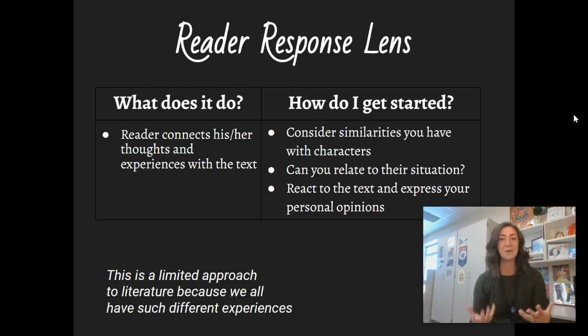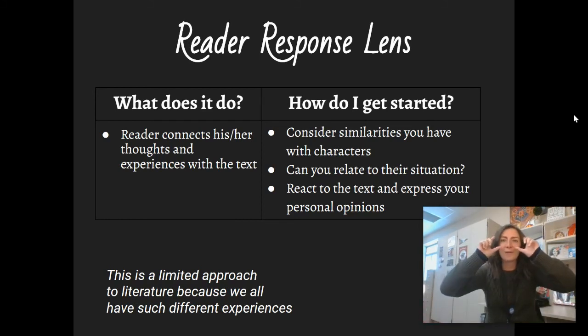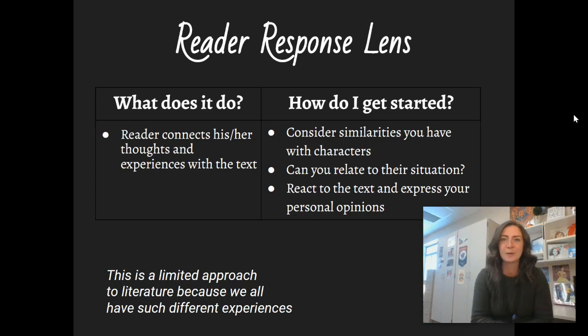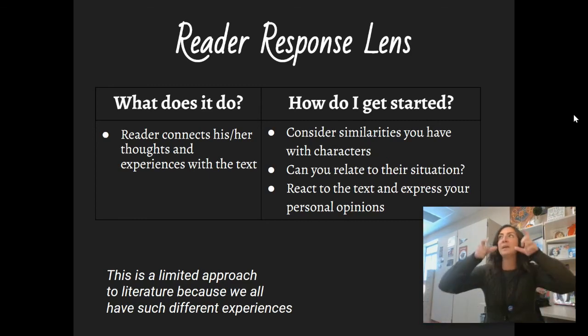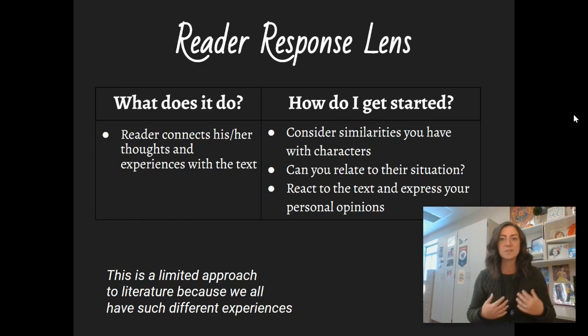So once again, literary lenses are just ways to shift our perspective. And this reader response lens, it's almost as if you're not even picking up a new pair of glasses to put on. It's just your regular eyesight, right? This is the one without any adjustment. So as we keep adding lenses, I will want you to really imagine that you're picking up a new lens, a new pair of glasses to shift your view of the text.